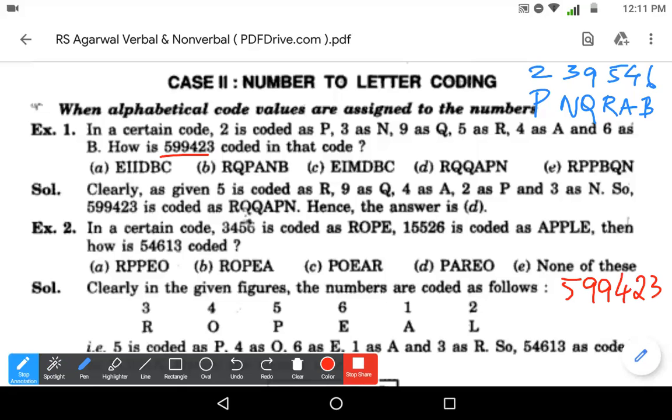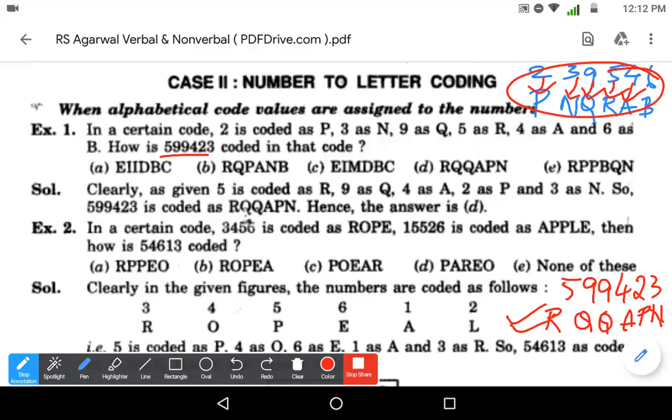599423. Now for 5, what is the alphabet? R is the alphabet. For 9, what is the alphabet? Q. Again Q because 9. Then for 4, what is the alphabet? A. For 2, what is the alphabet? P. And for 3, what is the alphabet? N. From the question only, we are trying to get the answer. So what will be our answer? RQQAPN. That is D. RQQAPN. So that is our answer.